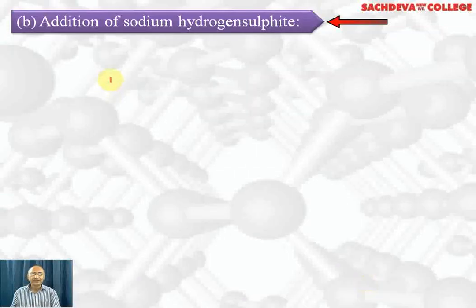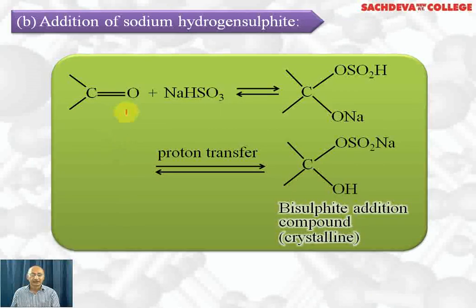Next, we are taking addition of sodium hydrogen sulfite. Carbonyl group reacts with sodium hydrogen sulfite. Here, SO3H gets attached to carbonyl carbon and oxygen picks up Na. And then, because sulfonic acid group can take up Na very easily, Na goes to this carbon, H comes here, we get bisulfite addition compound, which is a crystalline white precipitate by which it can be detected.